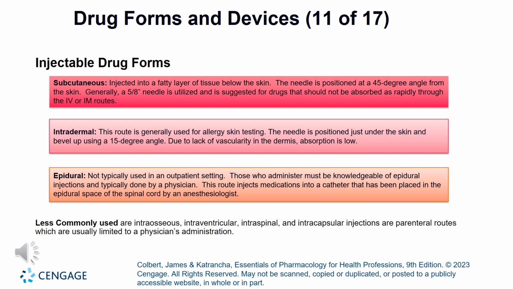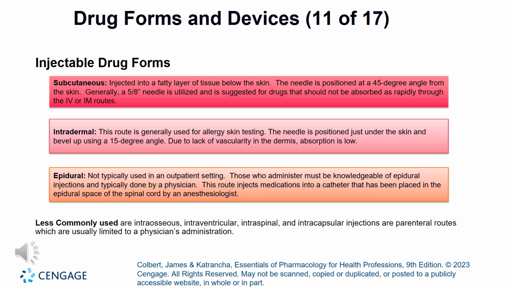The other injectable drug forms are subcutaneous, intradermal, and epidural. Subcutaneous is injected into the fatty layer of tissue below the skin. The needle would be positioned at a 45-degree angle, and usually a 5/8 inch needle is used. It's suggested for drugs that should not be absorbed as fast as through the IV or IM routes. Intradermal is usually used for allergy skin testing. The needle is positioned just under the skin with the bevel up at a 15-degree angle. Because of the lack of vascularity in the dermis, the absorption is low.